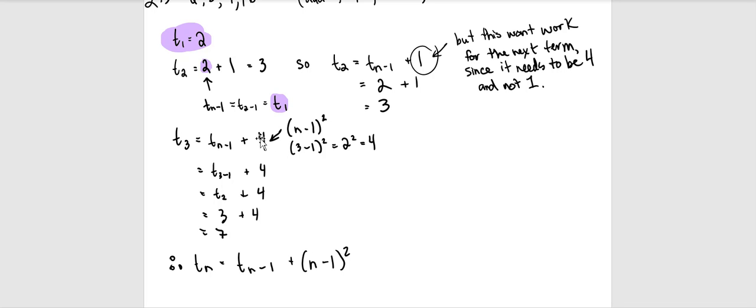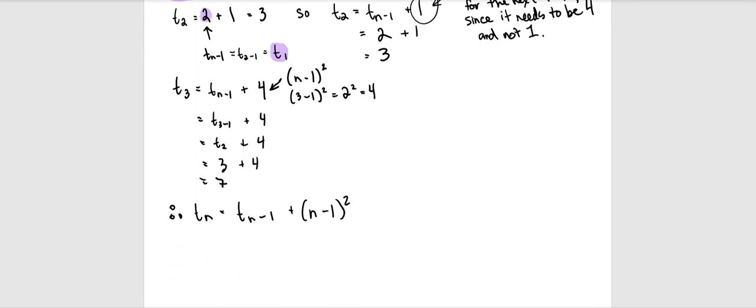But the 4, how can we get 4? We can get 4 by doing 2 squared, which is 3 minus 1 squared. 3 minus 1 is 2, and 2 squared is 4. Okay, that works. Let's try it for our next term. Our next term is 16. So T4, let's see if this works: Tn minus 1 plus n minus 1 squared. So we're going to do 4 minus 1 because that's our n value. 4 minus 1 is 3.